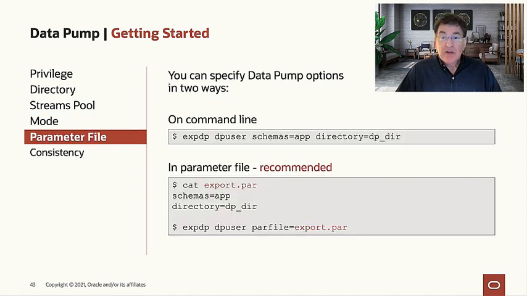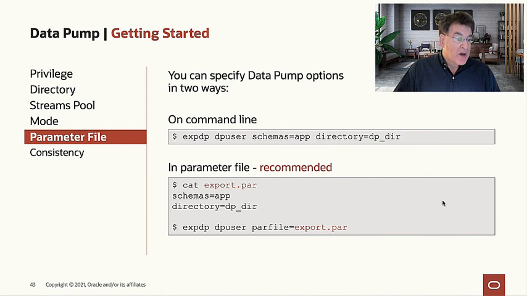When you run the export or import client, there are a couple of ways to specify parameters for the job. You can always specify them on the command line, but we recommend using a parameter file. The example on the slide uses the parfile parameter to specify export.par. This contains all the parameters for that particular export job.